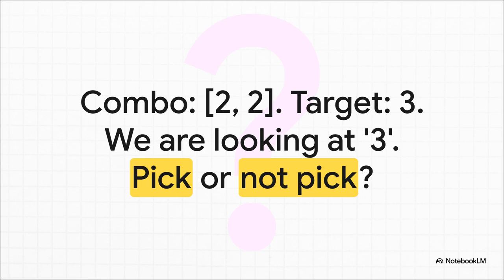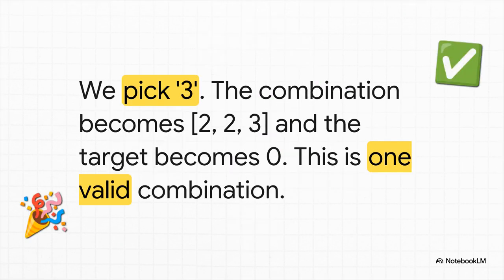We're now looking at the number 3, and our target is also 3. This feels pretty good, right? So we have to decide, do we pick the 3 or not? We make the obvious choice and we pick the 3. We add it to our combination and our target becomes 3 minus 3, which is 0.